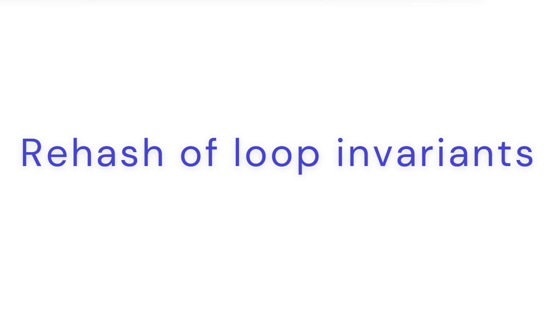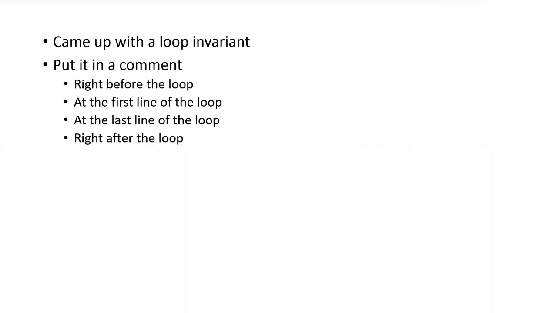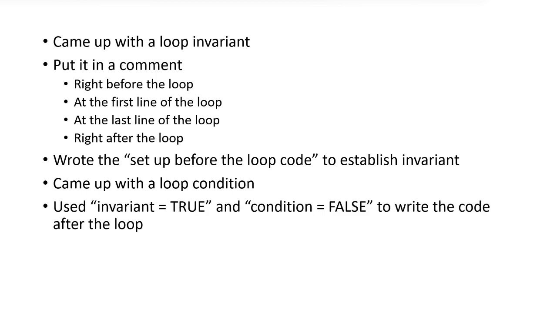So let's just quickly rehash what we did. Now, we did this for a specific example, but this is in general what you could do. We came up with a loop invariant. We put it in a comment right before the loop, at the first line of the loop, at the last line of the loop, and right after the loop. We wrote the code before the loop to make sure that the invariant gets established. We came up with a loop condition, and we use the fact that the invariant equals true and the condition equals false to write code after the loop. And at this point, our condition was just kind of in words. It wasn't in code yet. It was that there isn't a bigger one, or sorry, that there is a bigger one.